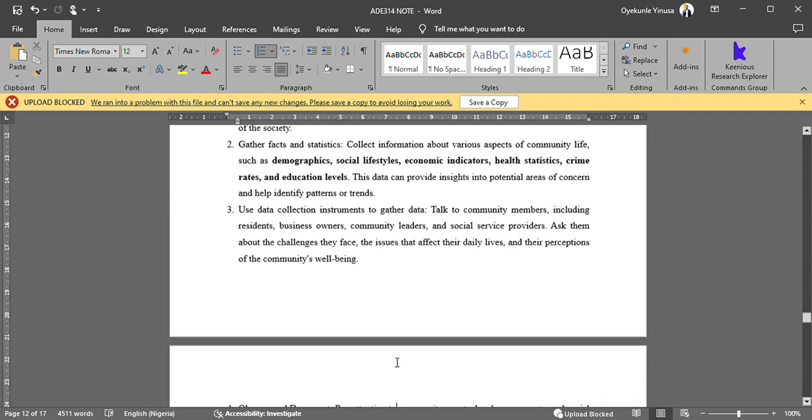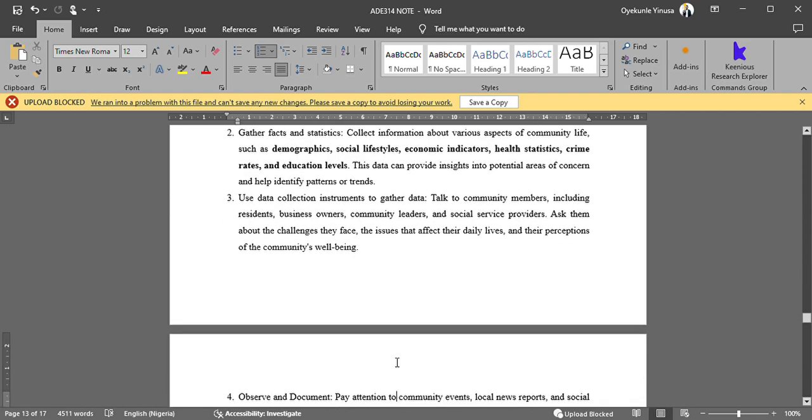So once you're able to do this, you need to gather data. You need to collect information. You need to collect data using different instruments.